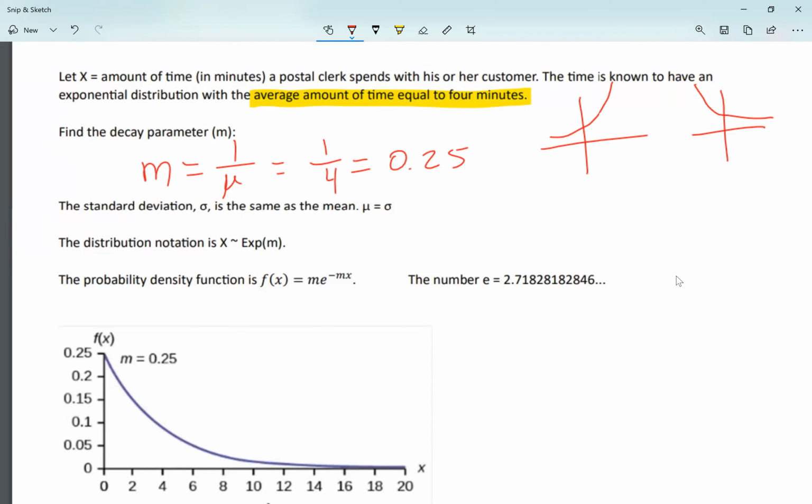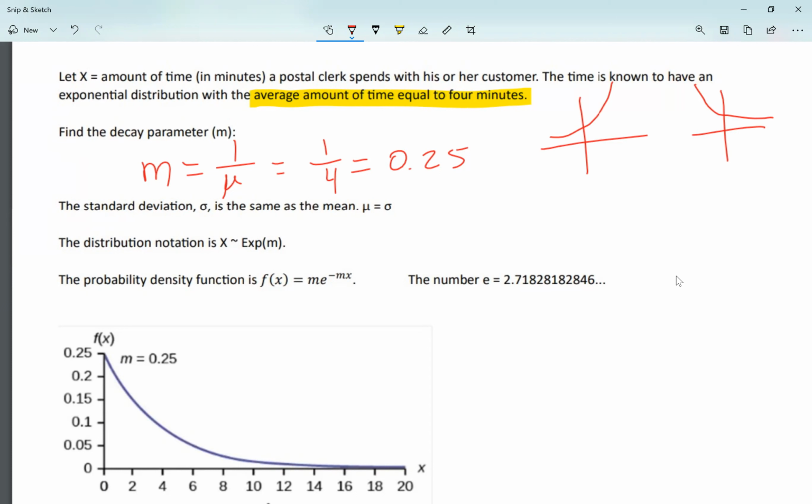Now, the standard deviation is the same as the mean, so we're going to say our mean is equal to the standard deviation. And the distribution notation is going to be expressed as X is an exponential, and then our m, which in our case is going to be X represents an exponential distribution of 0.25, because we found out that our m was 0.25.